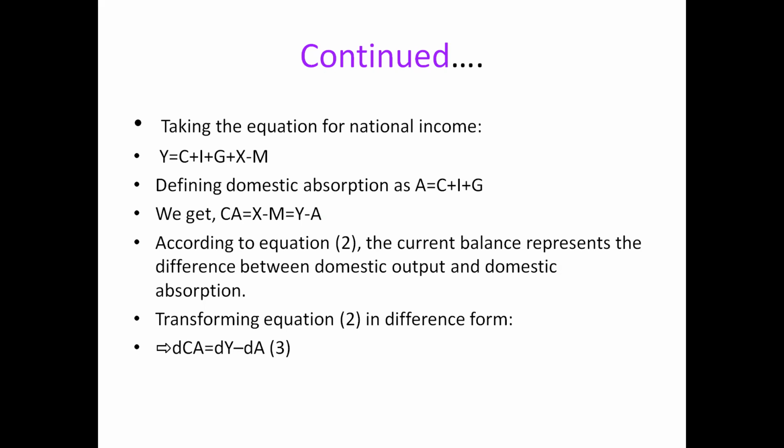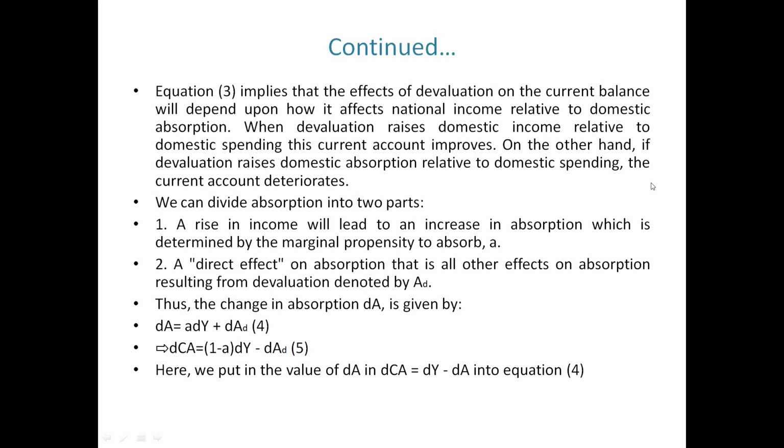According to equation 2, the current balance represents the difference between domestic output and domestic absorption. Transforming equation 2 in difference form, we get equation 3. Equation 3 implies that the effects of devaluation on the current balance will depend upon how it affects national income relative to domestic absorption. When devaluation raises domestic income relative to domestic spending, the current account improves. On the other hand, if devaluation raises domestic absorption relative to domestic income, the current account deteriorates.